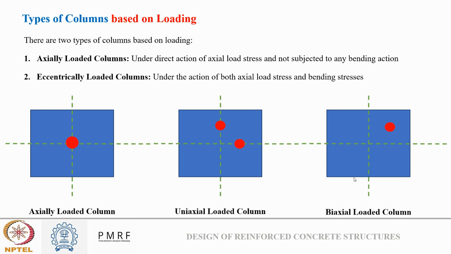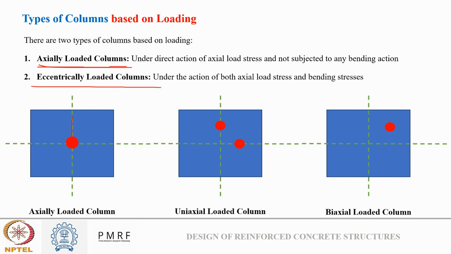Now after dimension, another classification of column is based on the loading conditions. So what are these loading conditions? There are two types of columns based on loading conditions. One is axially loaded columns, in which there is a direct action of axial load stress that is not subjected to any bending action. It occurs when the load is directly acting at the center of the column. So when this is happening, we say it is an axially loaded column, where there is only axial force, and there won't be any bending action generated.